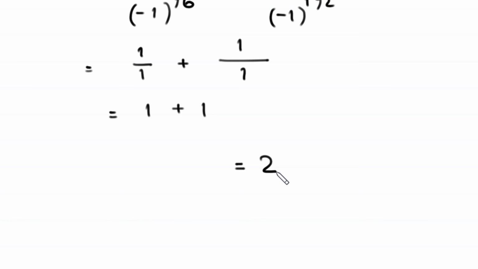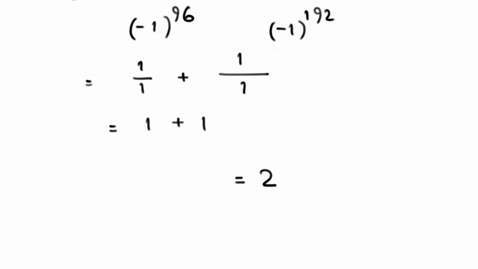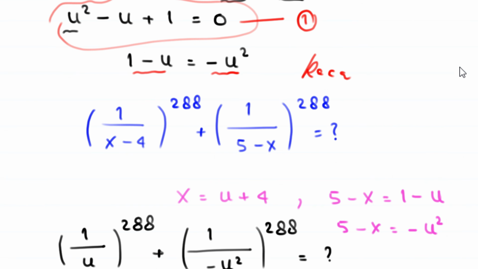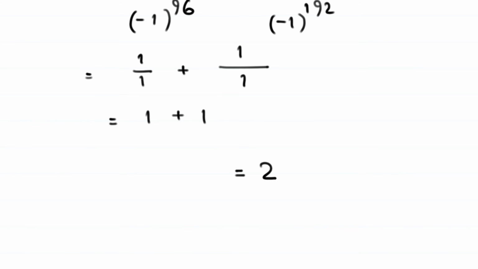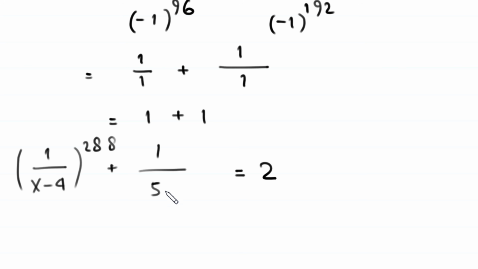It means that our target expression, (1 over x minus 4) whole to the power 288 plus (1 over 5 minus x) whole to the power 288, is equal to 2. This is the final answer of this problem.